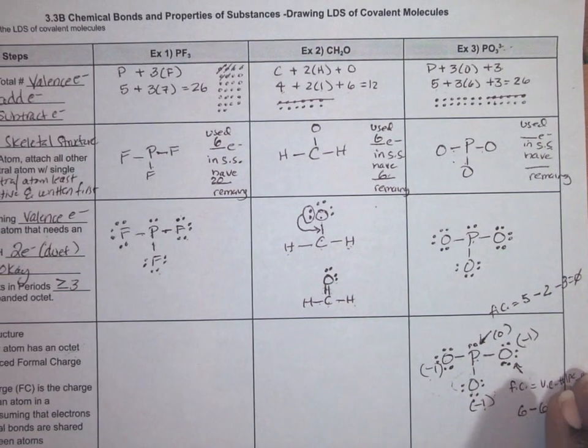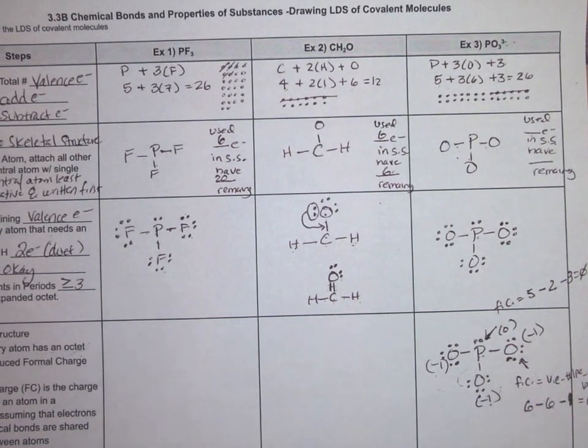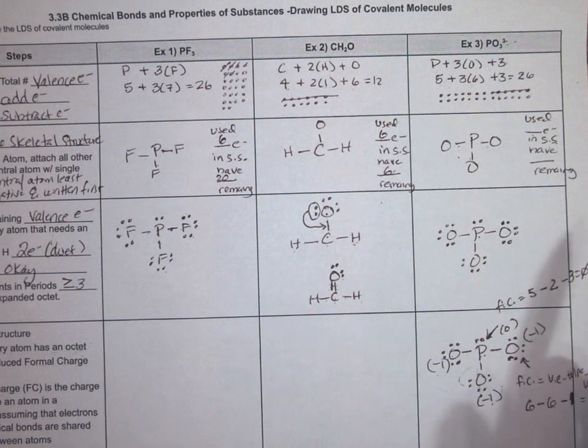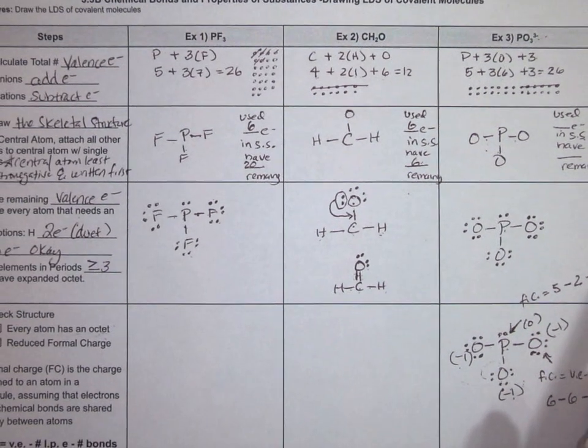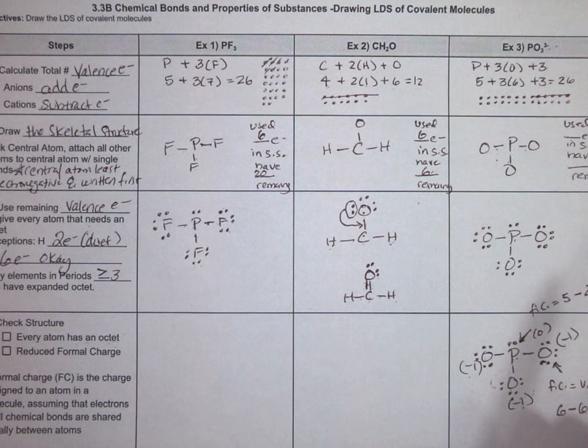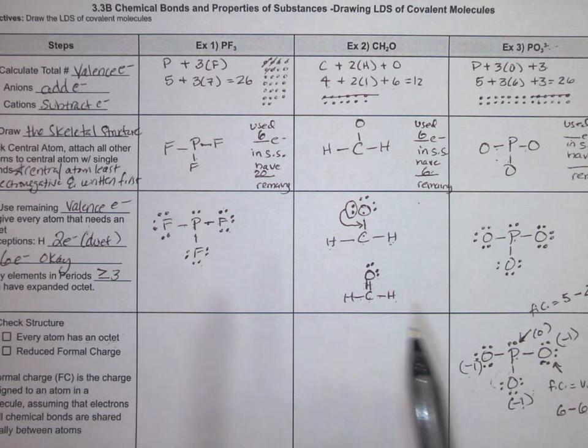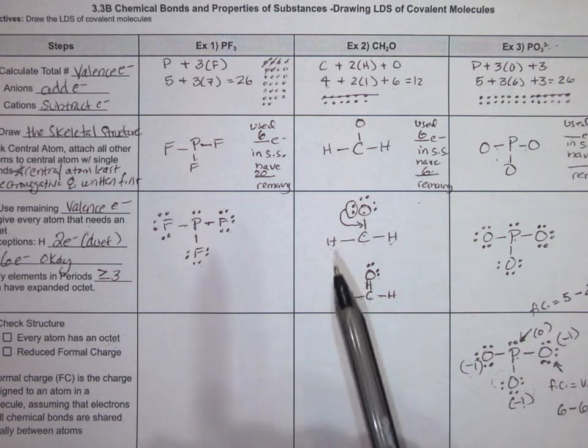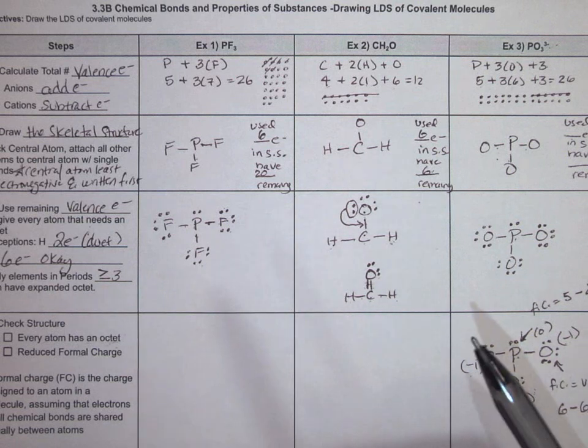Hi, welcome to the shortcut video on drawing Lewis dot structures of covalent molecules. We've already seen how to draw Lewis dot structures of ionic compounds. Ionic compounds are made by the transfer of electrons, usually from a metal to a nonmetal, resulting in ions, thus forming ionic bonds.